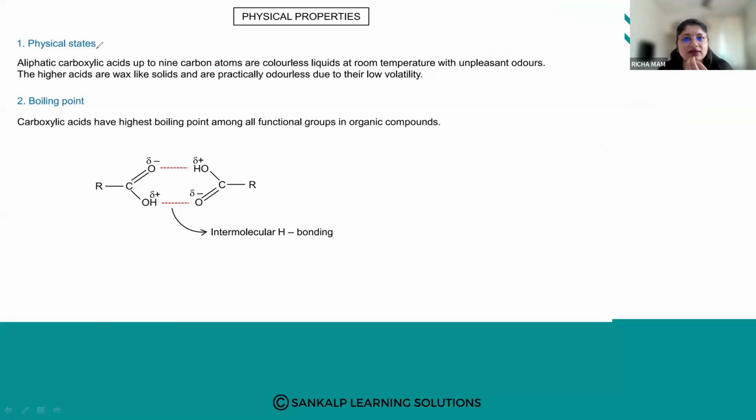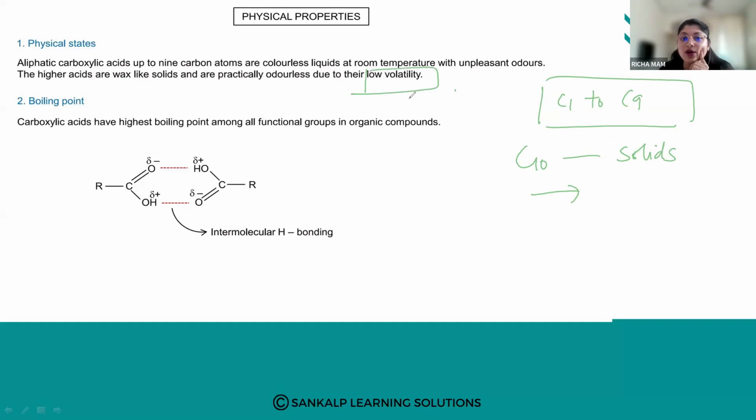So C1 to C9 are colorless at room temperature with a very bad smell. And the higher acids, from C10 onwards, are wax-like solids and are odorless. They do not have any smell. What is the reason? Due to low volatility. So this is about their physical state, how they appear and how they smell.